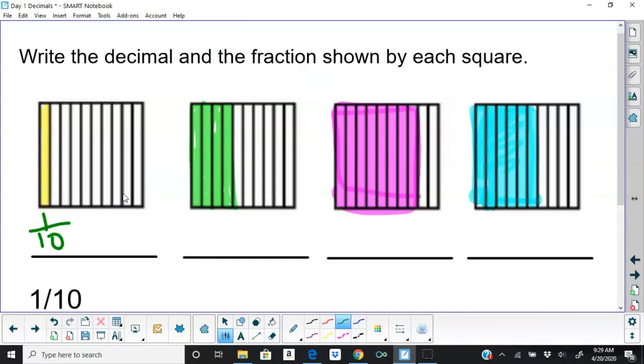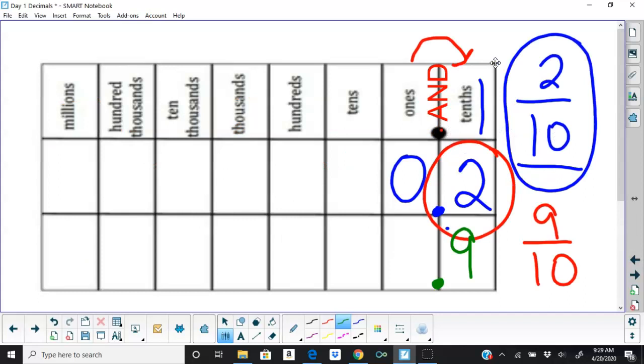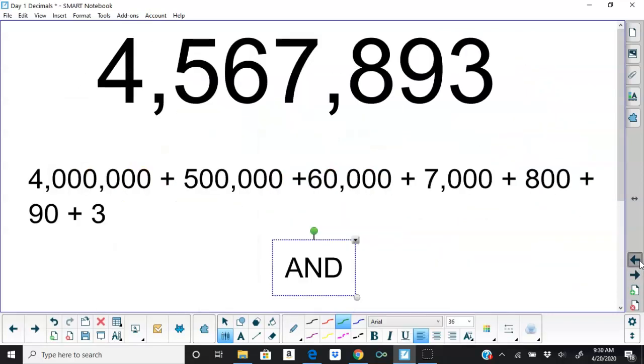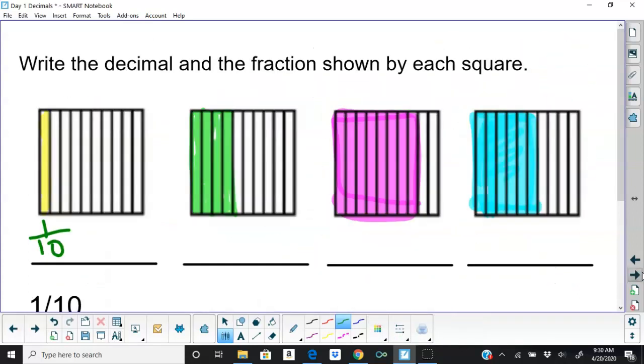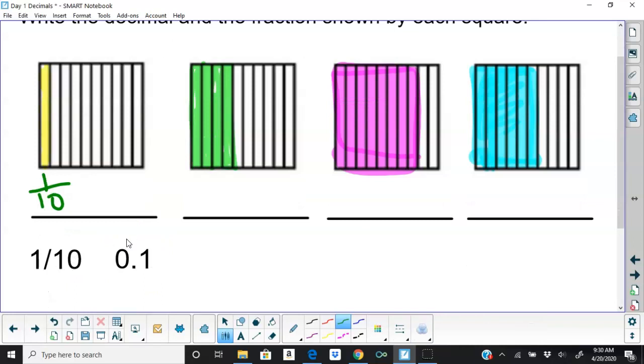Now, how would I write that as a decimal? Well, let me go back again to my place value chart and let me check this out. Okay, so it was a decimal point and a 2 for 2/10. So that must mean for 1/10, it's going to be 0.1. Make sure you leave enough space in between your two things that you type so I can easily read it. All right, let's check out the next one.